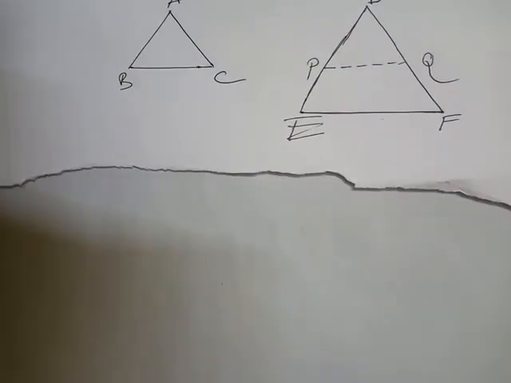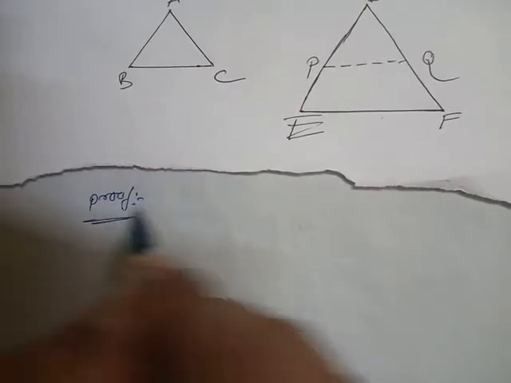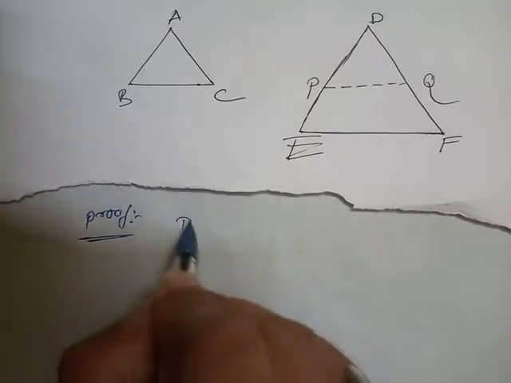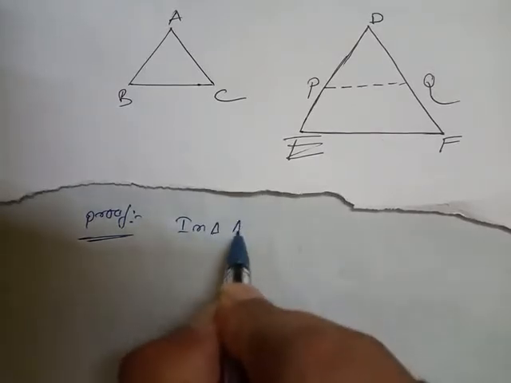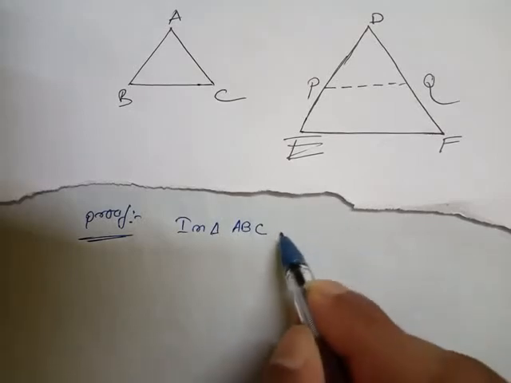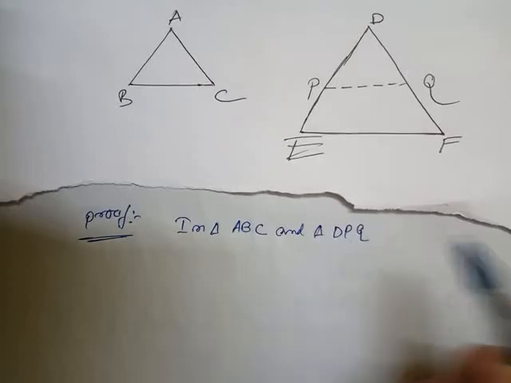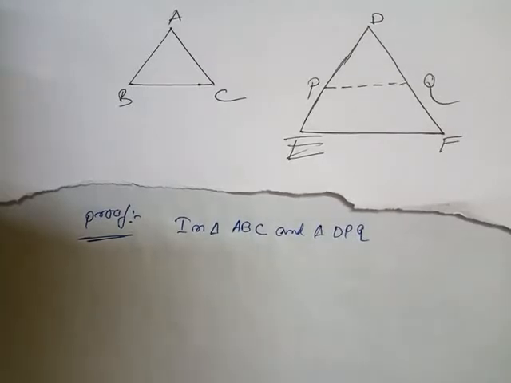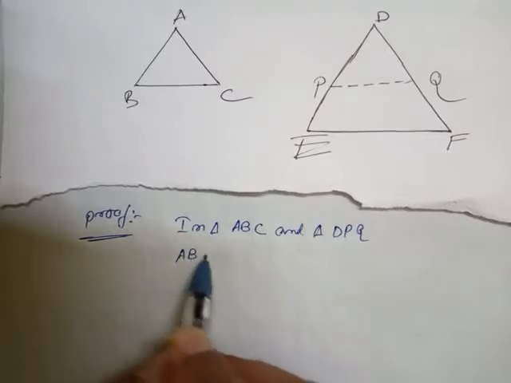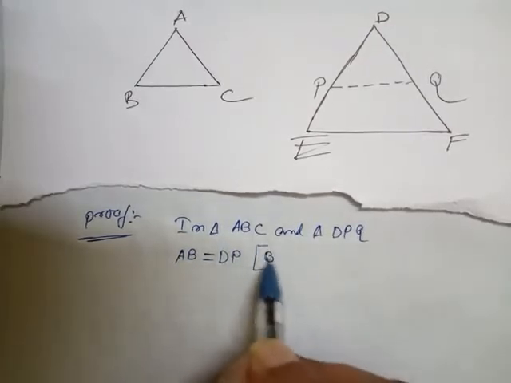We'll write here now the proof. Look student, in triangle ABC, this triangle as you can see in the video, and triangle DPQ as you can see in the video, here AB equal to DP by construction.